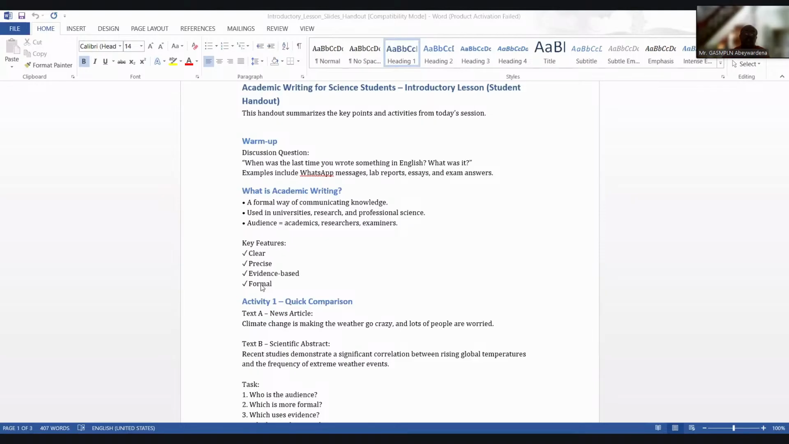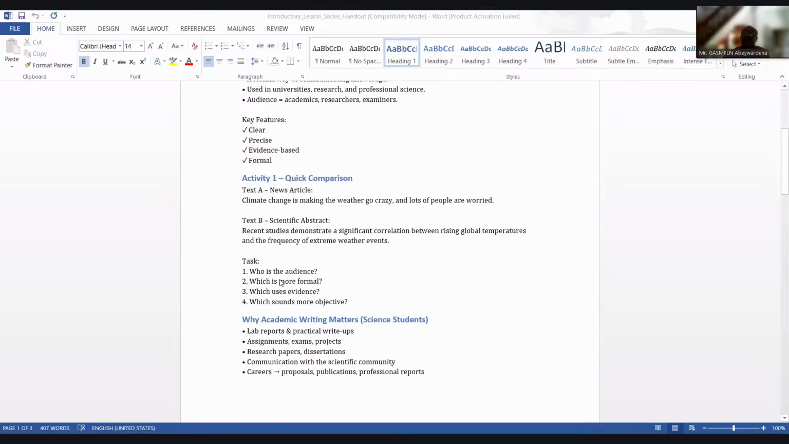And formal. These are the four features you need to remember. What are the four features? Clear. Precise means short and to the point. Evidence-based. There should be evidence and formal language. Right? This is what we discussed earlier. The answer is there.